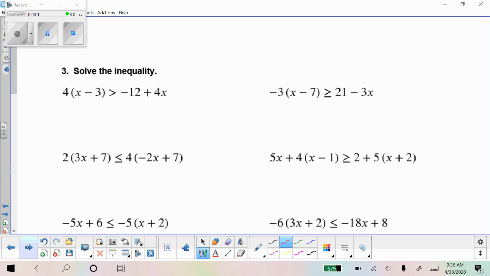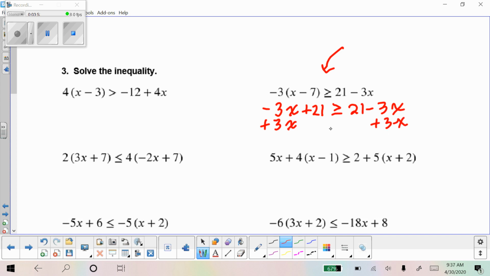More solving inequalities. I'm going to pick one here where we have to do more than one thing. But it looks like on all these, we're going to have to get rid of the parentheses first. So I'm going to do this one right here. So multiplying this out, I get negative 3x plus 21 greater than or equal to 21 minus 3x. I'm going to get rid of the 3x on this side, so I'm going to add 3x.